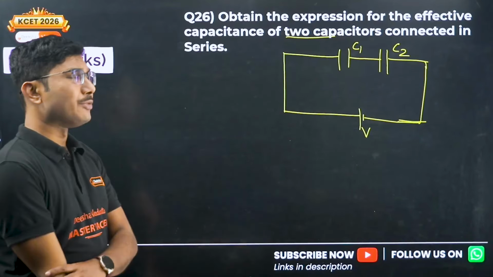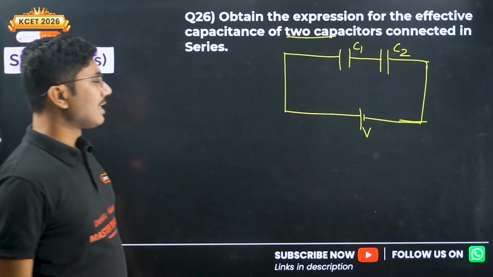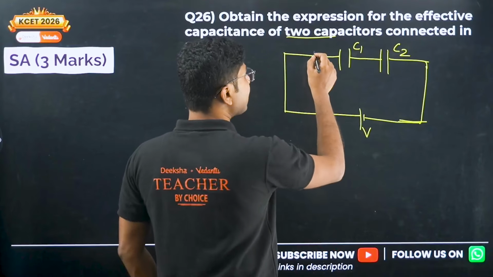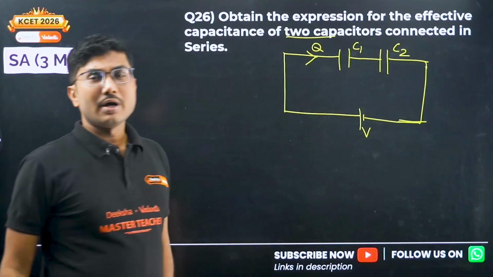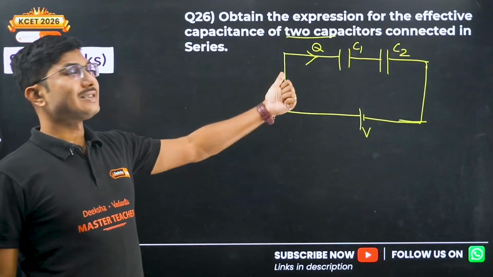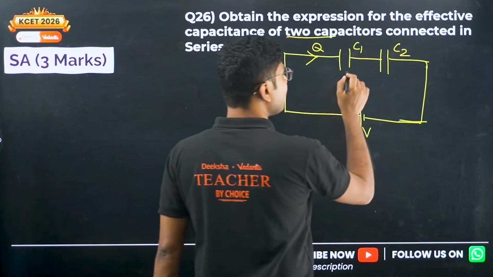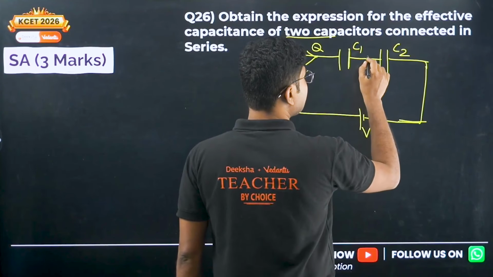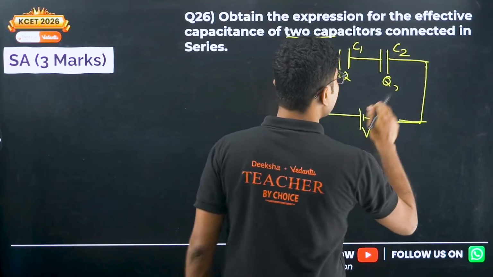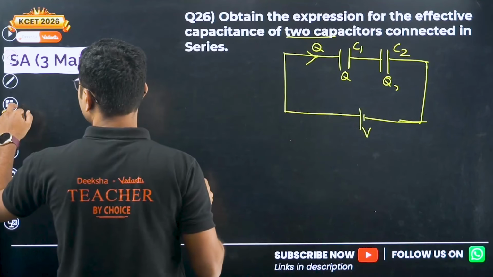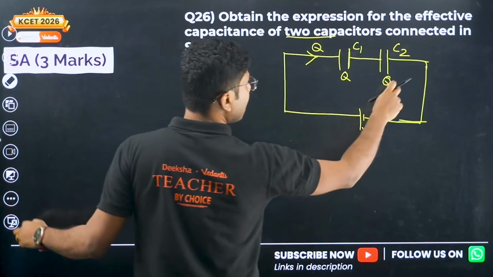In series combination, we know that the current in the circuit remains same. In case of capacitors, instead of talking in terms of current, we talk in terms of charge. So total charge in the circuit remains same. So whatever charge is stored in the capacitor C1, the same charge must be stored in the capacitor C2. So both capacitors should have the same charge, right?